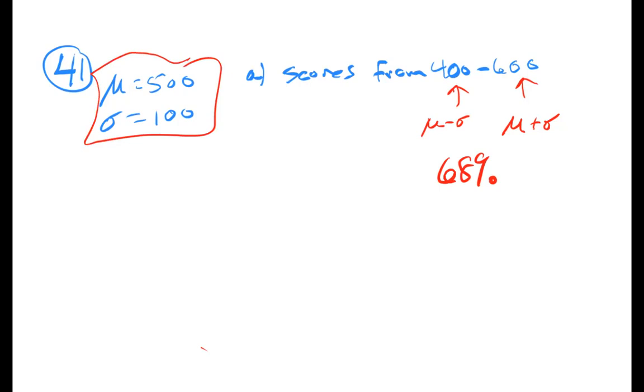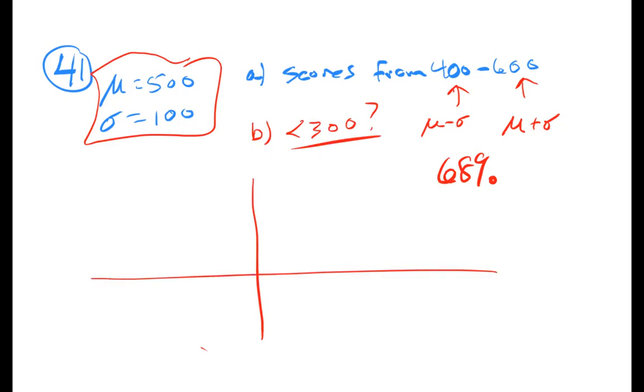Now, part B might throw us a little curveball here. Approximately what percentage of the 1995 scores fell below 300? So I'm going to put this up here. B, how many of the scores were below 300? Now, I'm going to actually draw this one out here. You don't necessarily have to, but I'm going to.